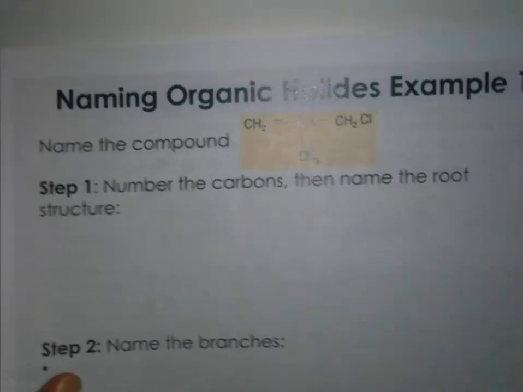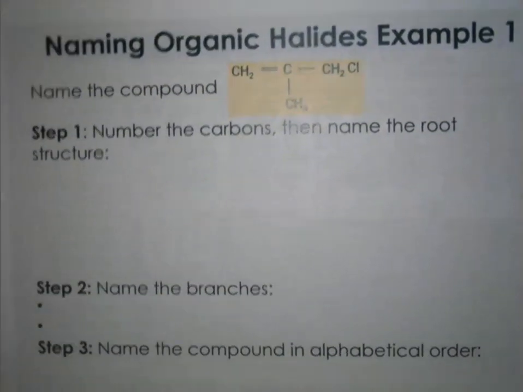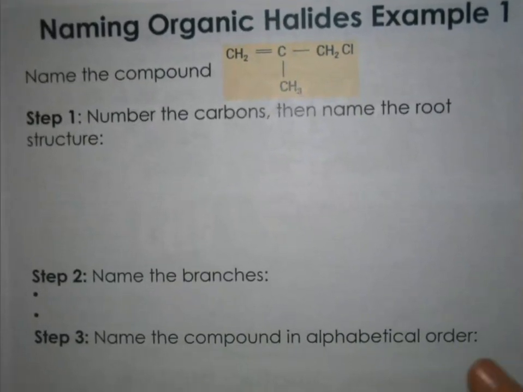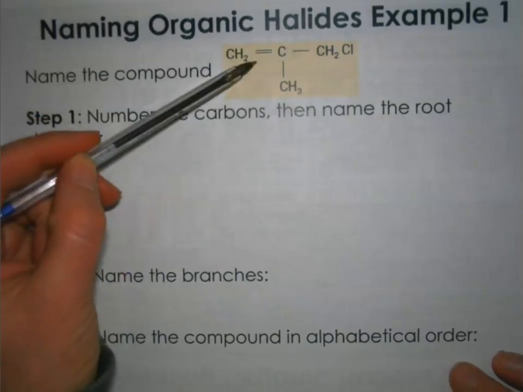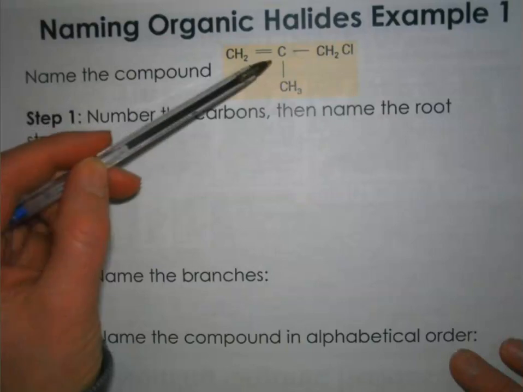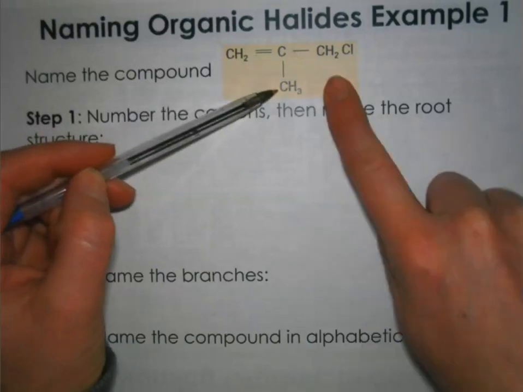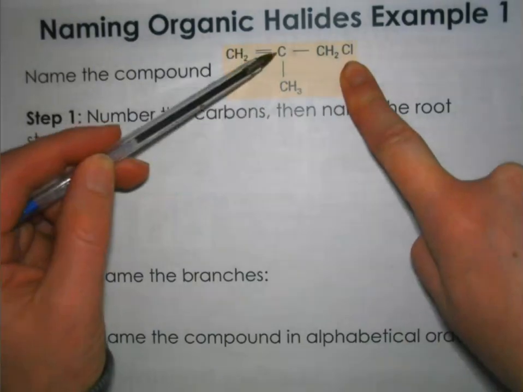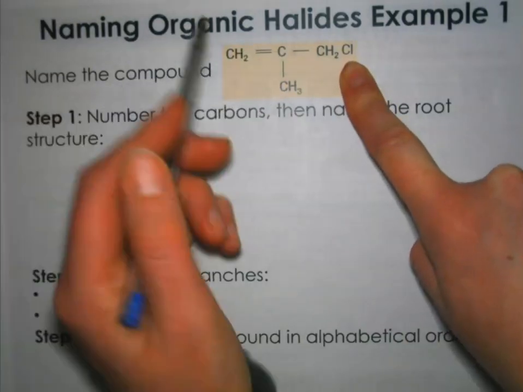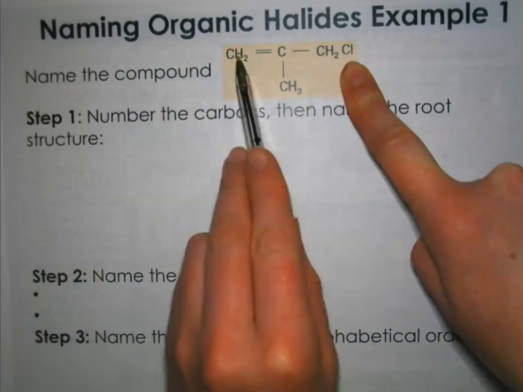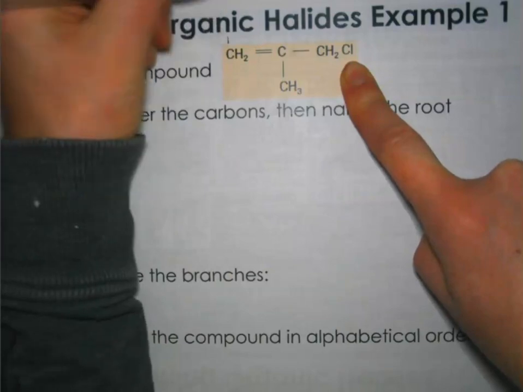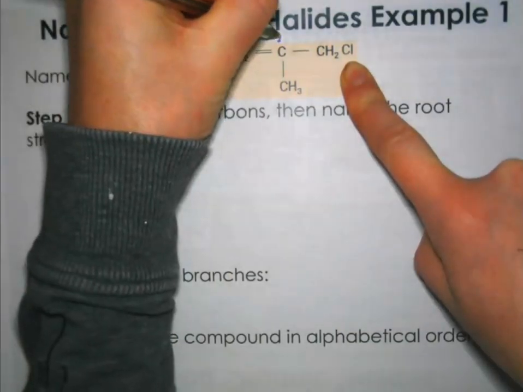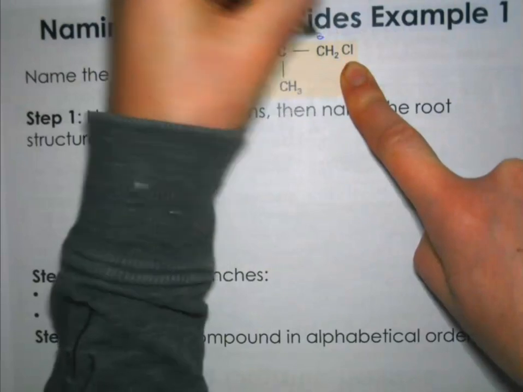So let's try an example of this. We have this structure here. The first thing we want to do is number the carbons and name the root structure. Because in this structure we have a multiple bond, we want to number the carbons that contain the multiple bond the lowest. Over here we have a chlorine, so that's our halogen, and over here we have a methyl group. So we're going to make this our parent chain, and we want to start numbering at this end so that our double bond has the lowest value. So this will be our carbon 1, carbon 2, and this one will be our carbon 3.